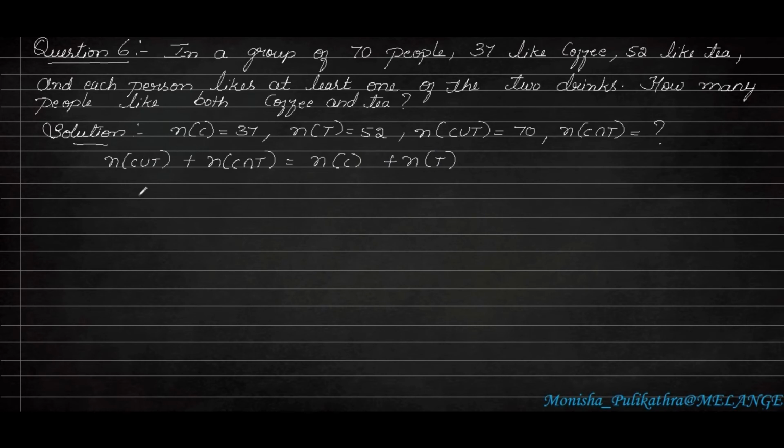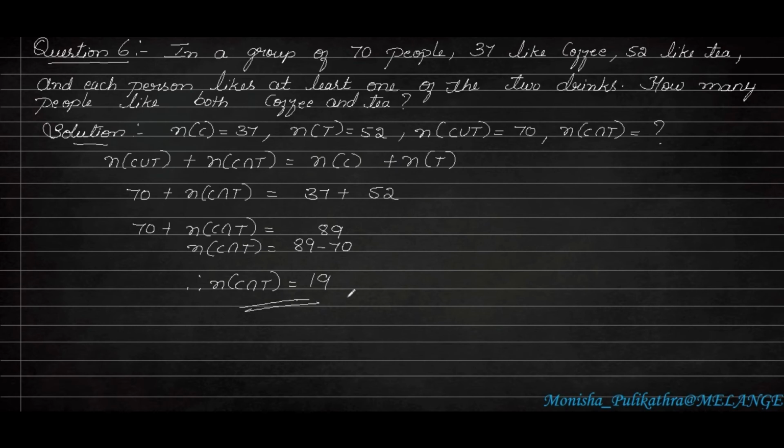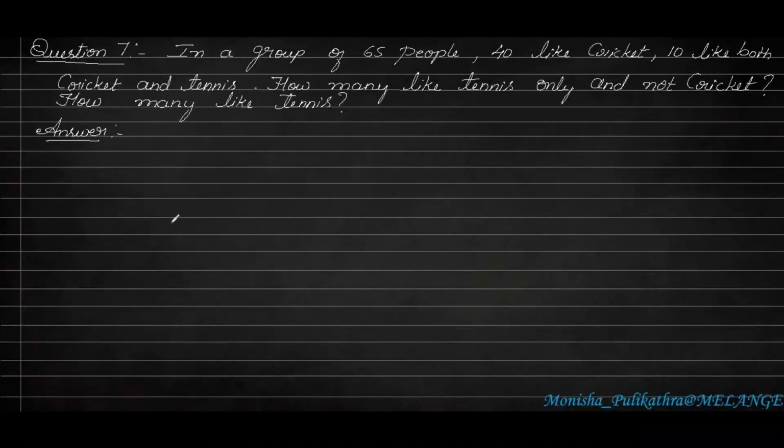So N of C union T is 70 plus N of C intersection T we need to find out. N of C is 37 plus N of T is 52. So 70 plus N of C intersection T is equal to 89. So N of C intersection T is equal to 89 minus 70. Therefore, N of C intersection T is equal to 19. I hope you understood this. Moving on to the seventh question. Here, in a group of 65 people, the total number of people is 65.